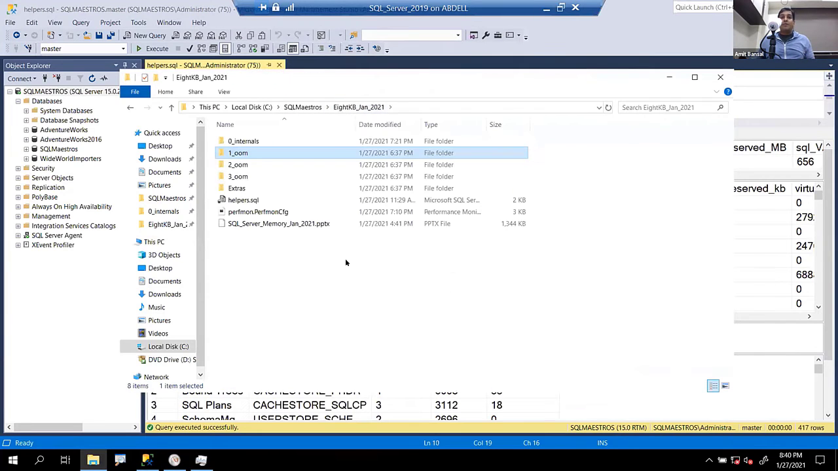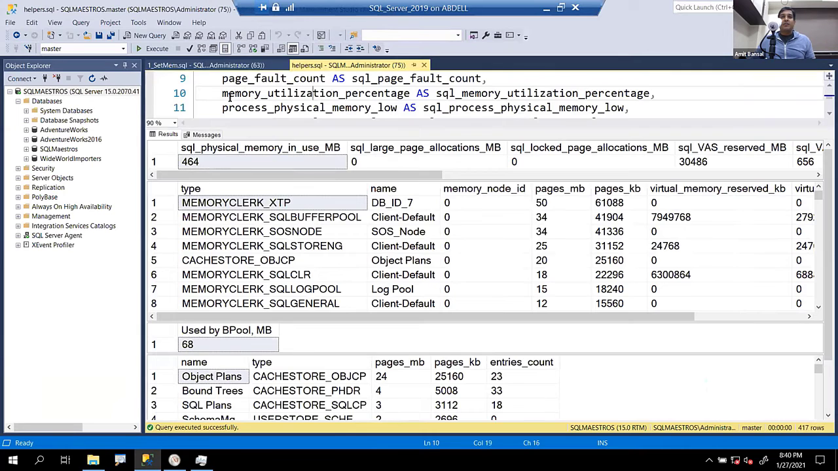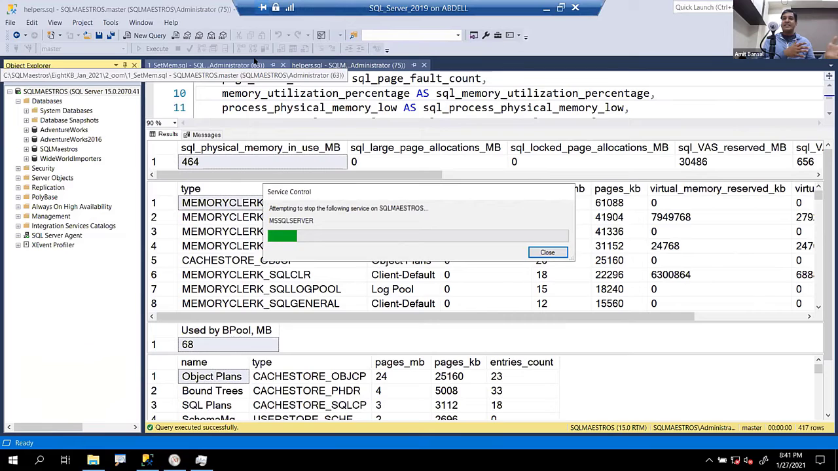And I will take up one more example of out of memory exception. And this one is going to be a little more interesting. In this one, I'm going to again use clerks and memory objects. So sorry, but for the purpose of the demo, I will have to restart SQL Server once more, because all these demos, I need to just kind of reset them back and forth again.